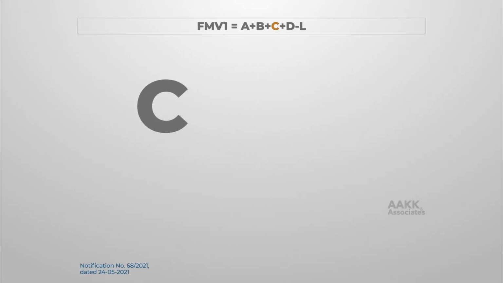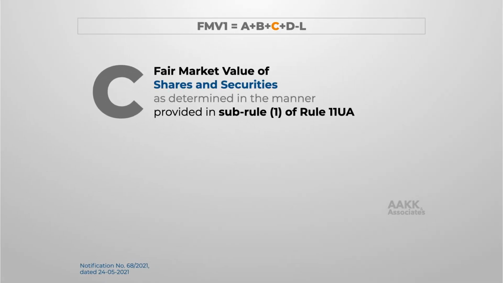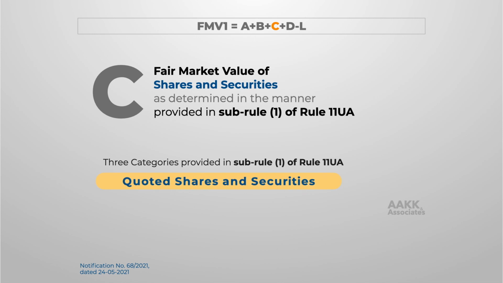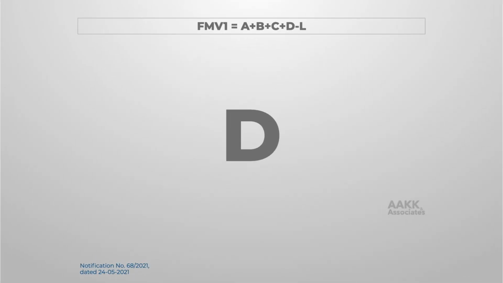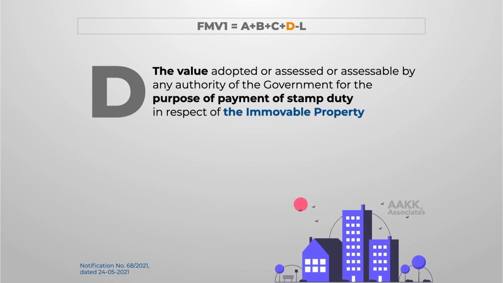Component C. Component C is the fair market value of shares and securities, as determined in the manner provided in Subrule 1 of Rule 11UA. There are three categories provided in Subrule 1 of Rule 11UA. 1. Valuation of quoted shares and securities. 2. Valuation of unquoted equity shares. And 3. Valuation of unquoted shares and securities, other than unquoted equity shares. Component D. Component D is the value adopted or assessed or assessable by any authority of the government for the purpose of payment of stamp duty in respect of the immovable property.